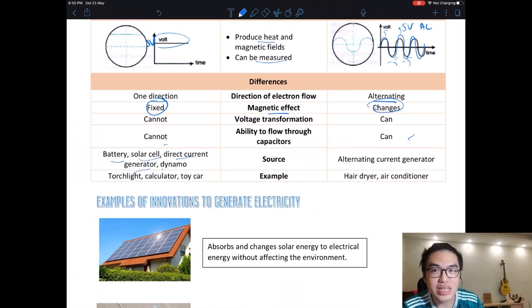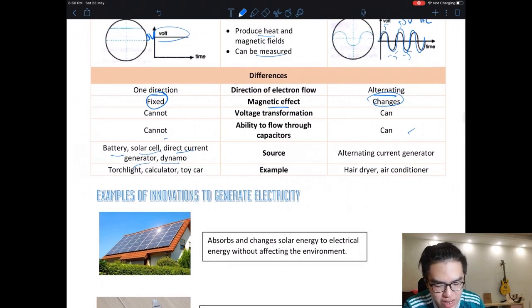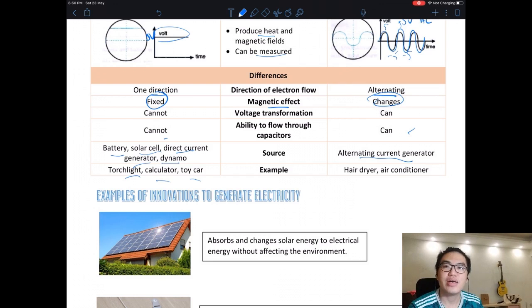Okay, and you use DC in small appliances like torchlight, calculator, toy car. But AC is much stronger, like an AC generator. You use it in hair dryer, air conditioner. That's why our house uses all this. That's why our house needs AC. Okay, DC is not very stable.